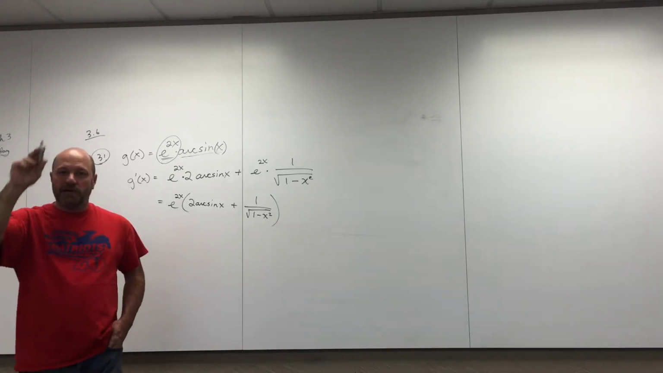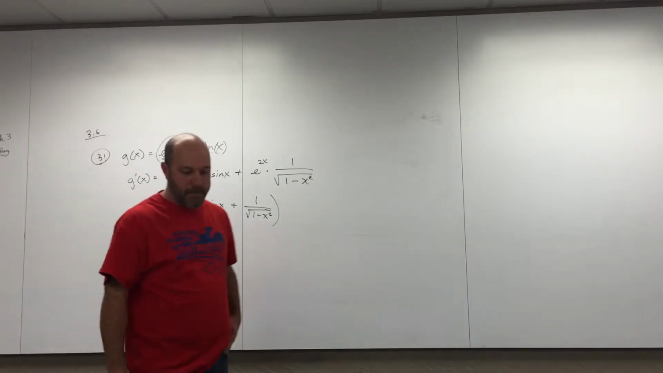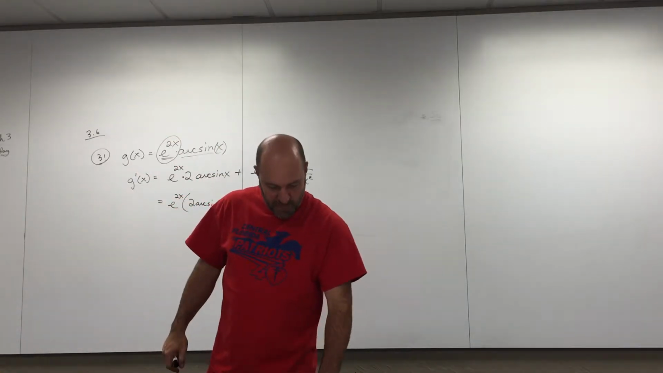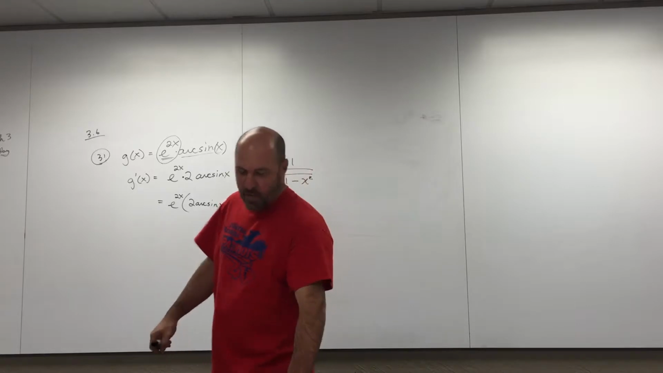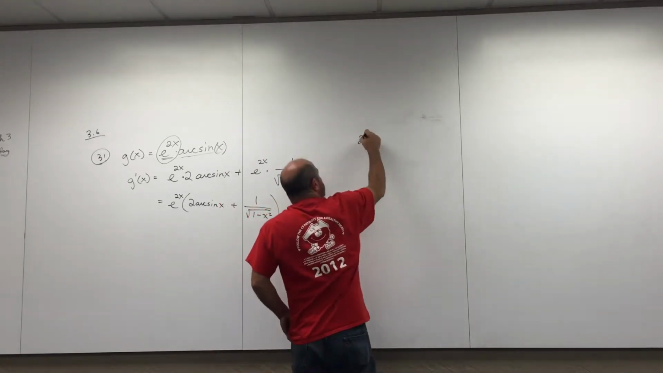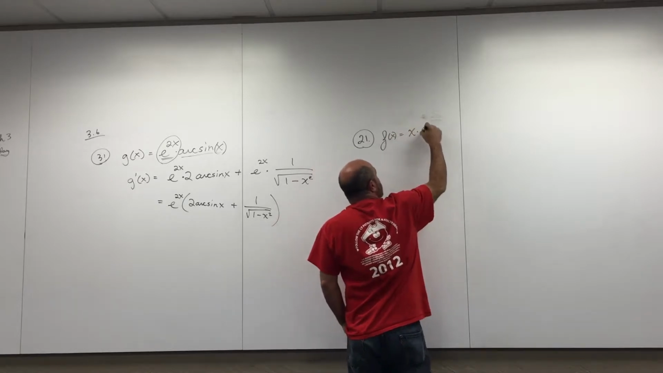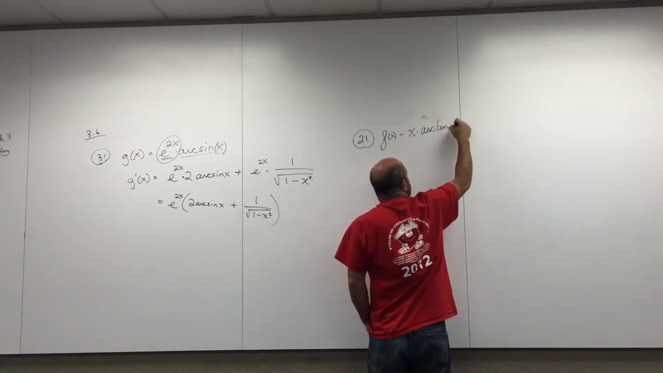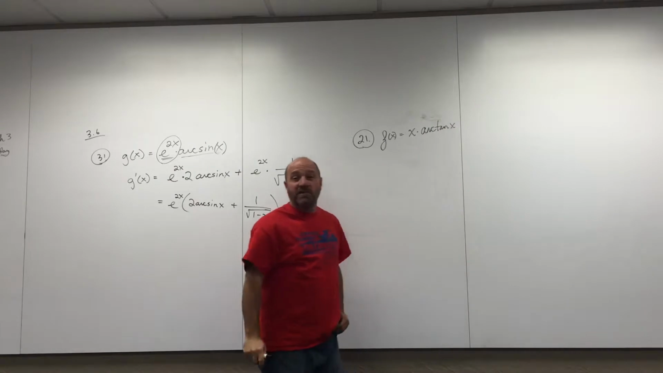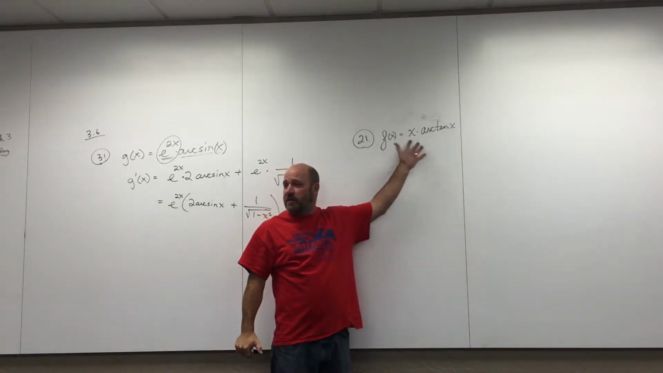What else? Yes, ma'am. I had a question on 21 on 3.6. In 3.6, she's asking about 21. That's a nice question. In 3.6, 21 is a function. It's an x times an arctangent of x. And I haven't even read the question yet, but if I'm thinking about this derivative, what are y'all thinking?